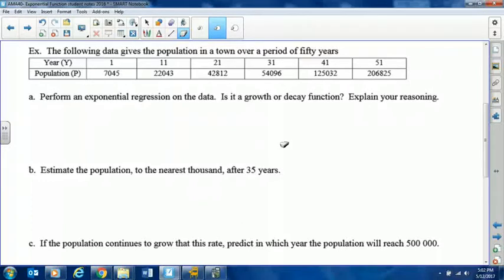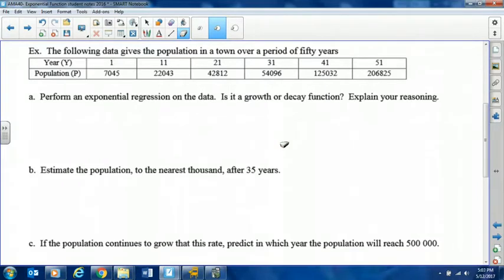Okay, hello. So I have an example here. The following data gives the population in a town over a period of 50 years. I have the data table here, which looks amazing. I can't wait to graph this. What we're going to be doing is finding the exponential regression equation that's going to represent this data.